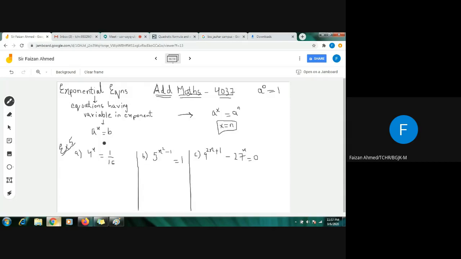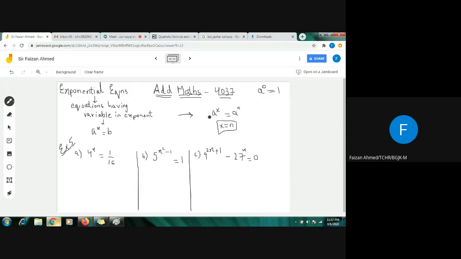This is example number 5 of your book. This is the standard form of the exponential equations, in which we have a base and a variable in the exponent, then equals and a constant, a number. In example number 5, the first question is 4 to the power x equals 1 upon 16.